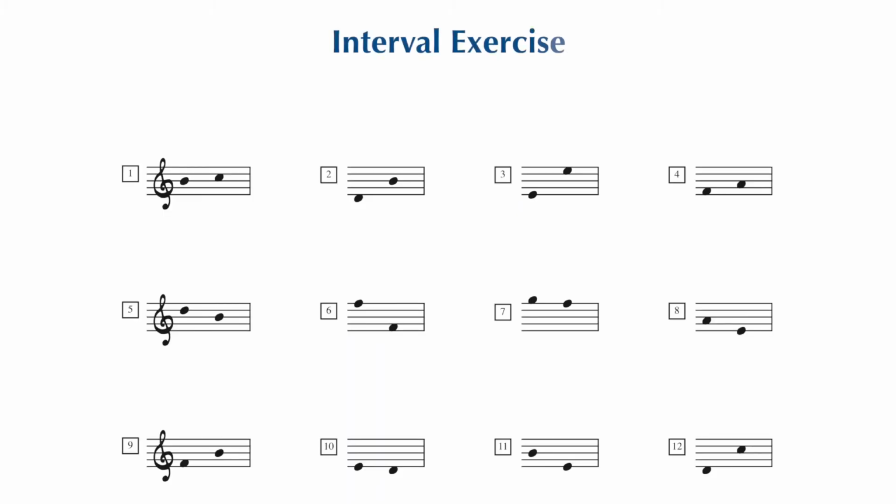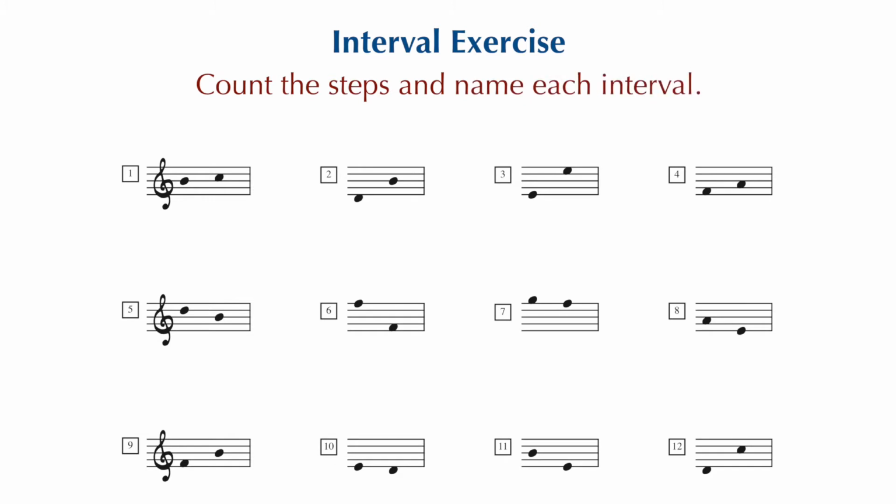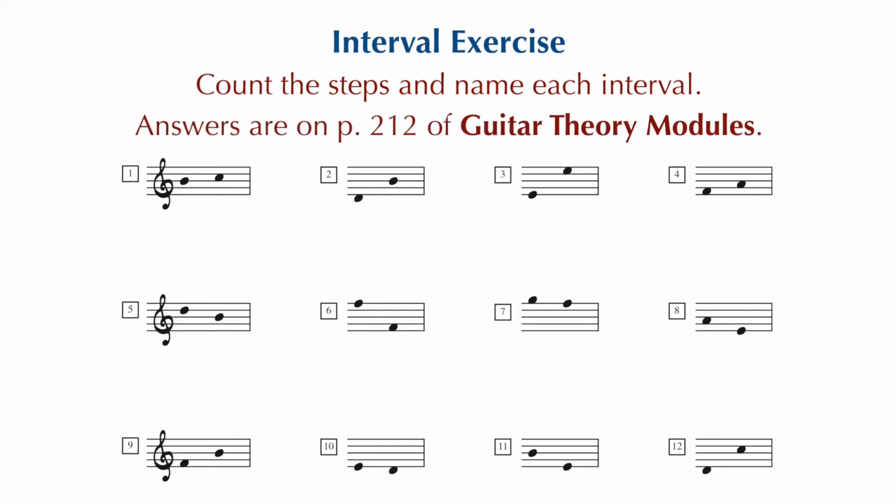At the bottom of page 24, we have this interval exercise. Your job is to name the intervals by counting the steps up or down from the first note. If you have my book, Guitar Theory Modules, just write your answers right there in the book, and you can check your work on page 212. And if you don't have my book, just go ahead and write this on a piece of paper. We're going to go over these answers in just a second, so pause the video, write your answers, and then start it up again and check your work.